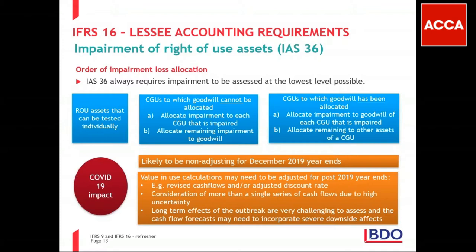This could mean that the company that typically used to apply a single best estimate when calculating value in use will have to consider multiple forecast scenarios in order to address the increased uncertainty due to these unprecedented circumstances. It also means that the companies are likely to be required to consider the severe downside effects in addition to the worst case and best case scenarios, so that they can address the long-term effects of COVID-19, which are virtually uncertain at the moment.